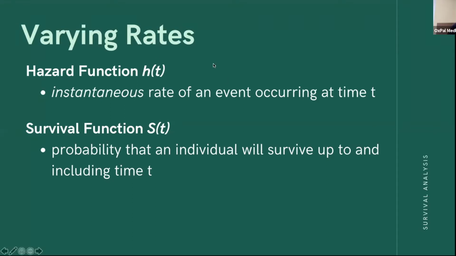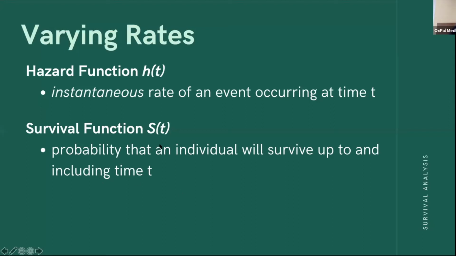It's important to note here it has a small h, small h(t), and it refers to the instantaneous rate of an event occurring at time t. We will describe this further in a bit. So instantaneous rate at any point in time, this is at time t. This is that rate of an event occurring. And then the survival function here is the probability that an individual will survive up to and including time t.